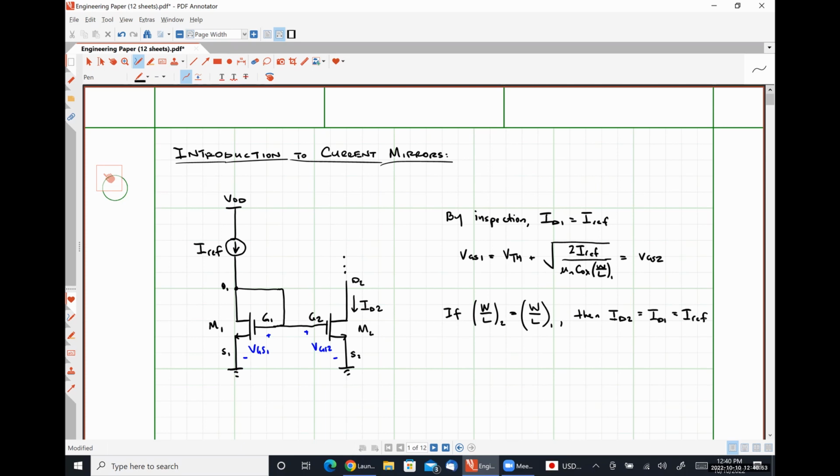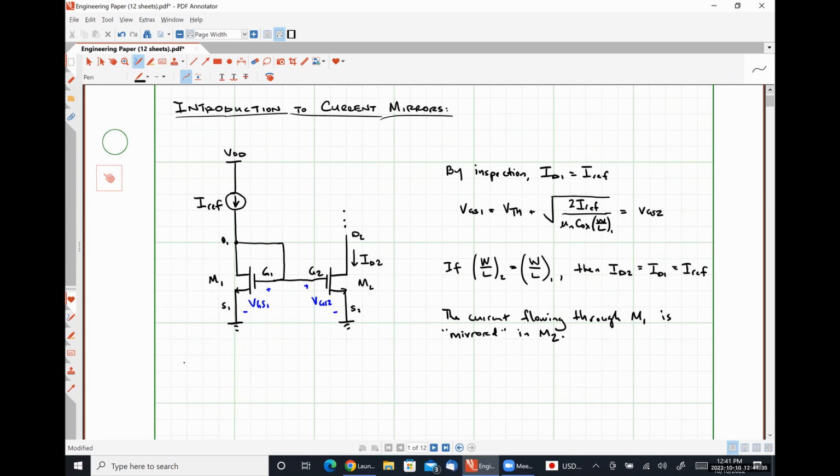Now there is a caveat to this that we'll discuss momentarily, and we call this the current flowing through M1 mirrored or copied in M2. So that's why this is a current mirror. Okay. So important things to note here.